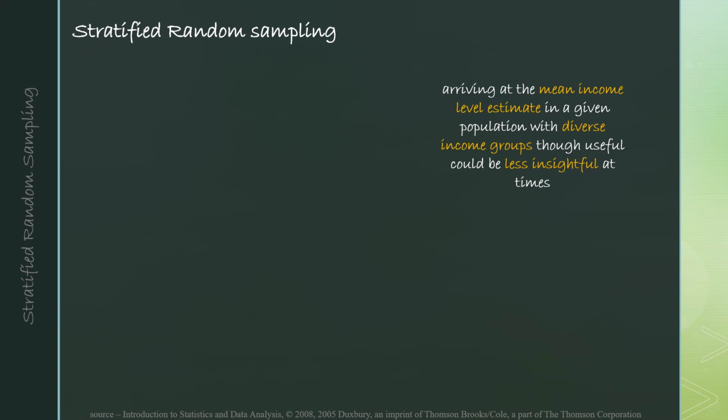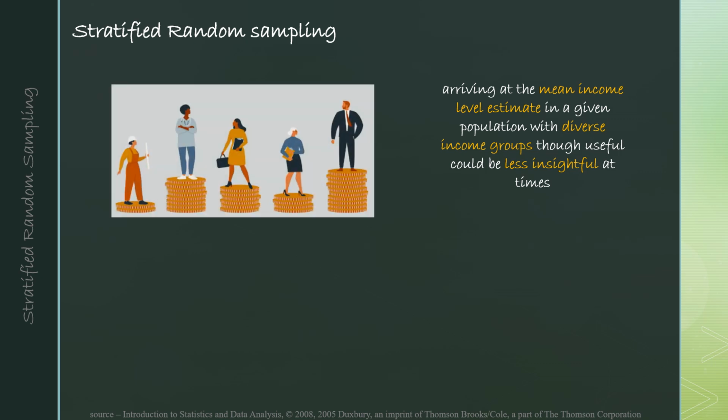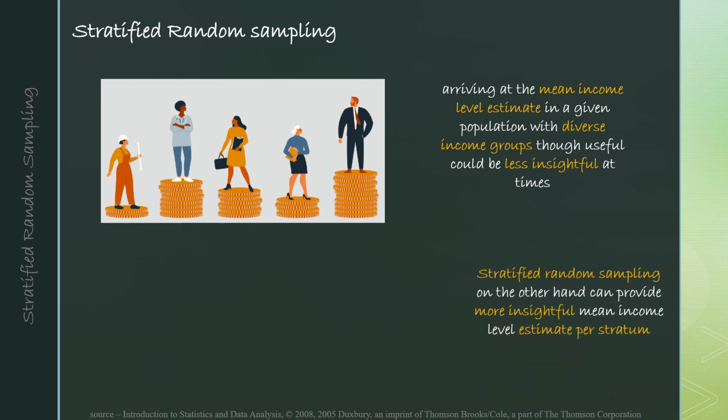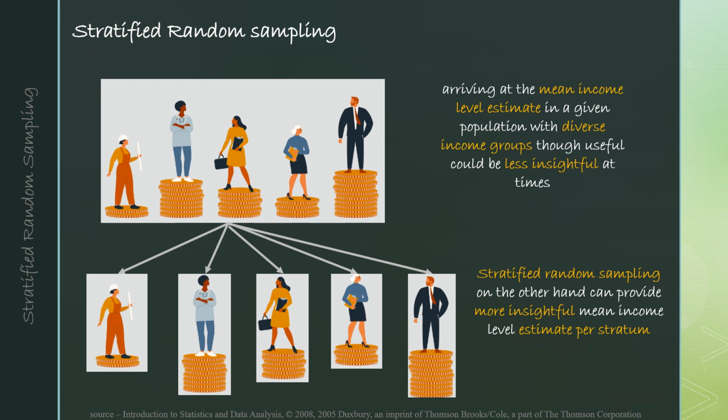Stratified random sampling example. Arriving at the mean income level estimate in a given population with diverse income groups, though useful, could be less insightful at times. Stratified random sampling, on the other hand, can provide a more insightful mean income level estimate per stratum.